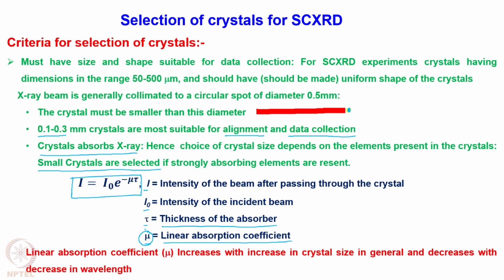Depending on the wavelength and crystal size, the value of mu changes. That is, the linear absorption coefficient increases with increase in the size and decreases with decrease in wavelength. So, that means a compound, if we collect the data using copper radiation, will have a certain value of mu. If we do a data collection using molybdenum, which is a much smaller wavelength, it will have much less absorption. That means it will have much more penetration.